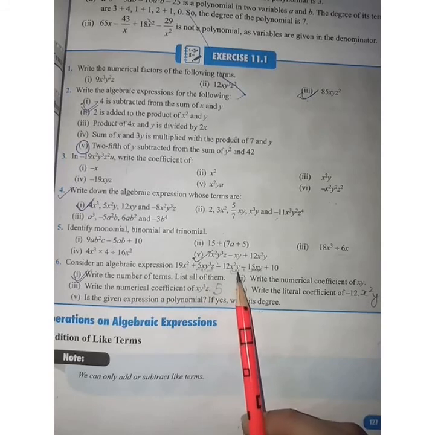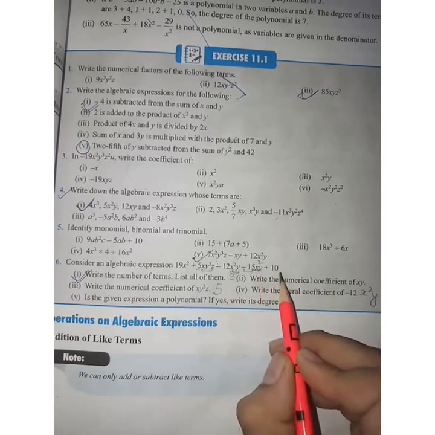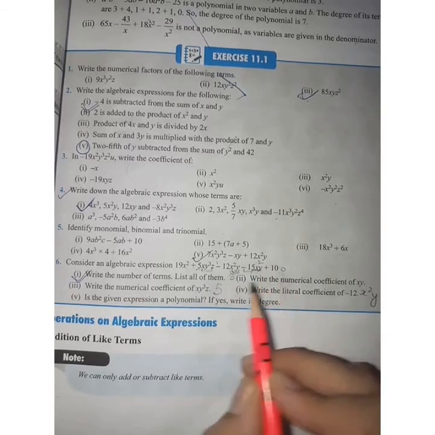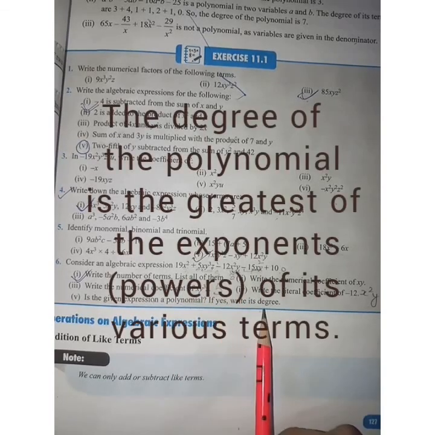In the third term we are using 3 variables, x square and y. Total 3 variables used. Here we are using 2 variables. Here no variable is there, so 0. In this case 5 variables, here 2. So the maximum is 5.